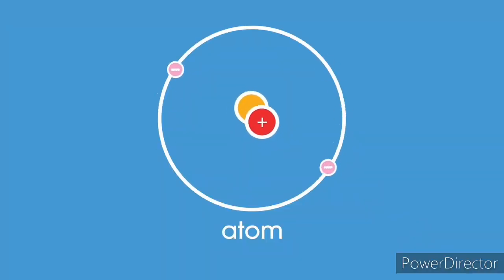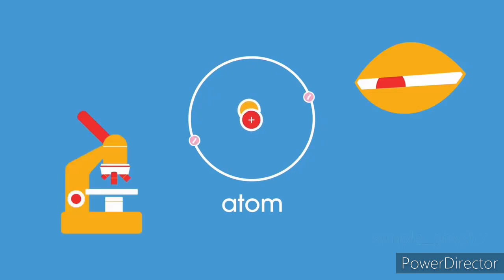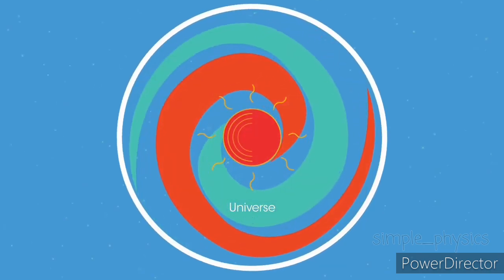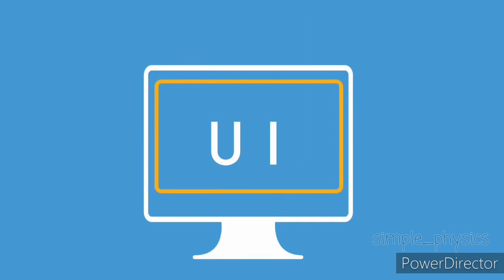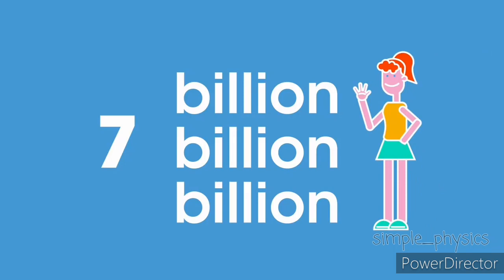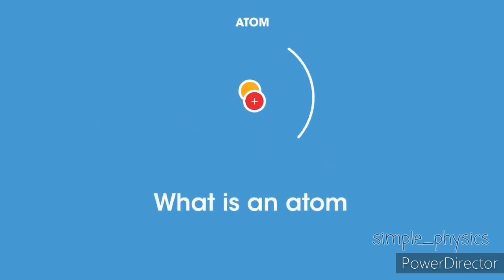Atoms are tiny particles that are so small they're not possible to see with the naked eye, and they're only barely possible to make out with the most powerful microscopes. Everything that exists in our universe is made up of atoms, including you, I, and the device you're watching this on. In fact, there are about 7 billion atoms in your body alone, which is 7 times 10 to the 27 atoms. But what is an atom?